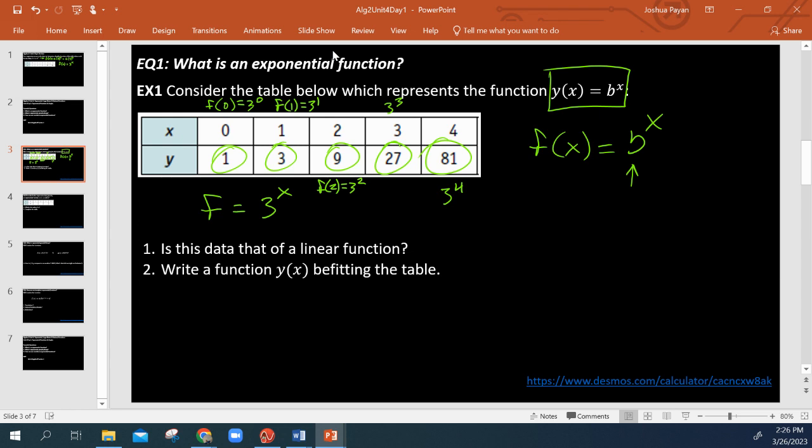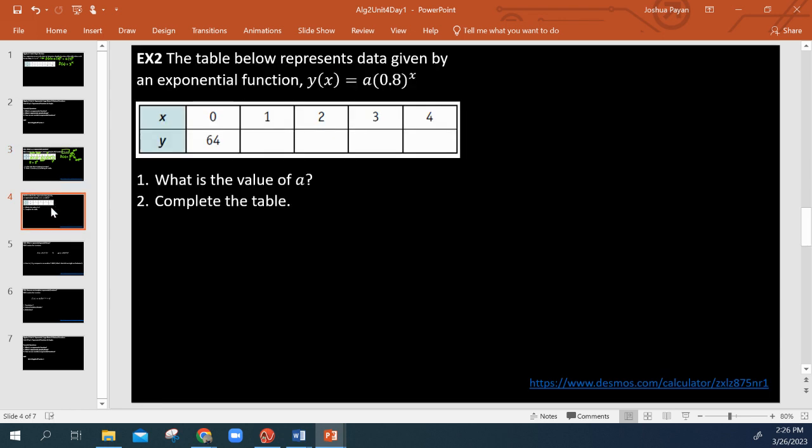So these are exponential functions. Our function of x, this is our actual f of x, is up here and is an exponent, hence exponential function.